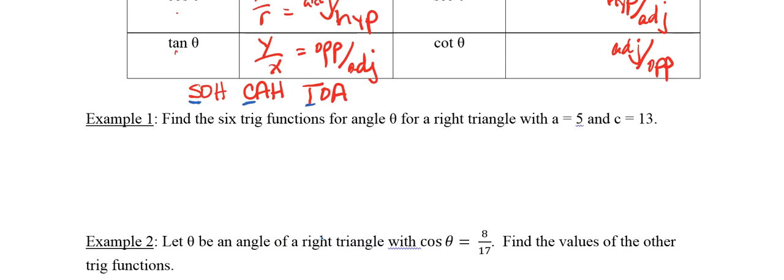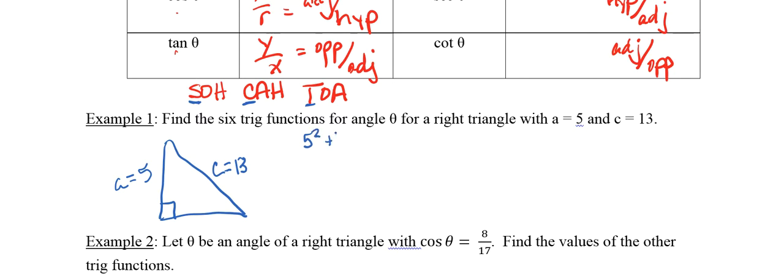Let's apply what we just were talking about here. So I have an angle theta. I want to find all 6 trig functions. I know that A is 5, C is 13. So if we think back to the Pythagorean theorem, C is always our hypotenuse. So I'm going to draw a right triangle. C is 13. Doesn't really matter who A and B is. I'll just make A be 5, and then I don't know this one. So I am going to have to use the Pythagorean theorem to find this other side.